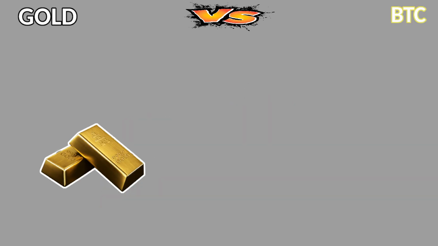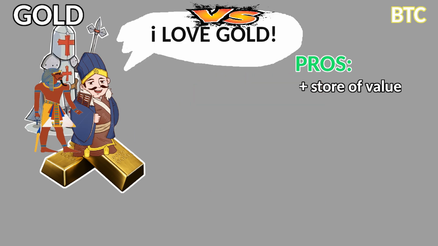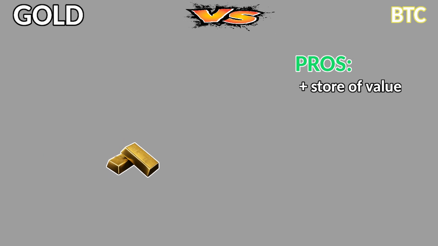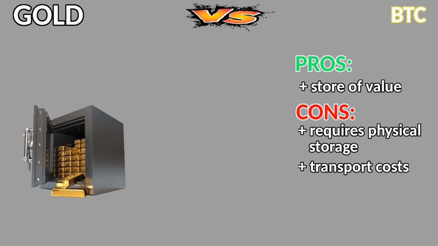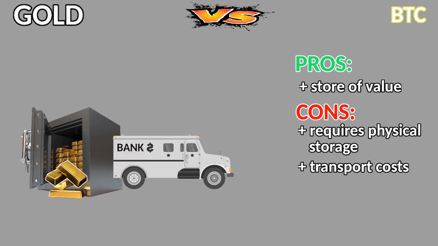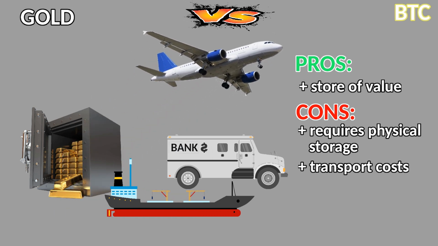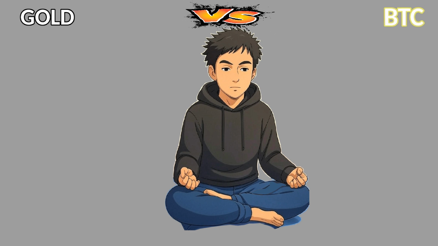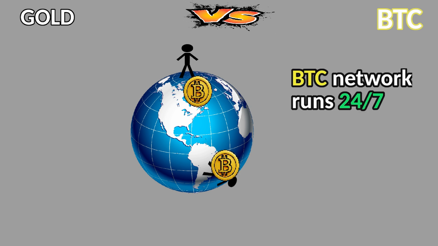Gold versus BTC. Gold is called God's money, since it was important since the old times. But since gold is a physical object, it's not easy to store and has an upkeep. And if you want to move it or sell it, you would need a truck, a boat, or even a plane for this task. BTC, you can literally hold it in your mind because the keys are just words you can memorize. And it runs 24/7 and you can buy and sell it to anyone around the world.